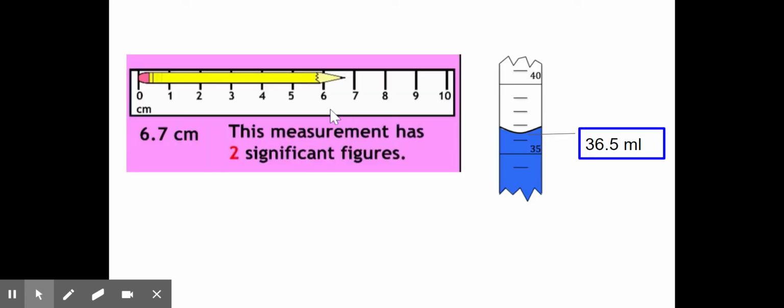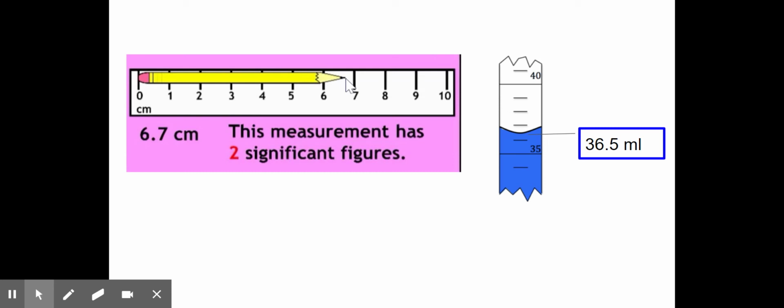For example, I have a ruler. I'm using a ruler to measure the length of this pencil. In this ruler, the smallest scale is the centimeter. It's 1 centimeter, 2 centimeters, 3 centimeters. So the pencil's length is between 6 and 7. I cannot say this pencil is 6 centimeters, or that it's 7 centimeters. I have to estimate a value in between 6 and 7.